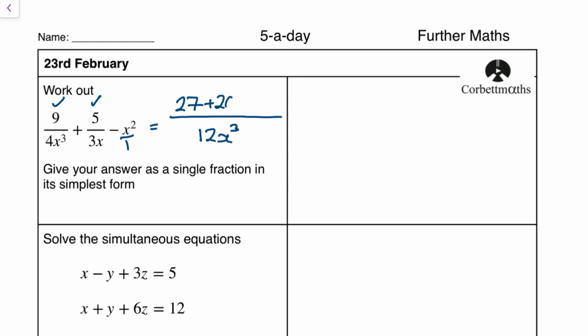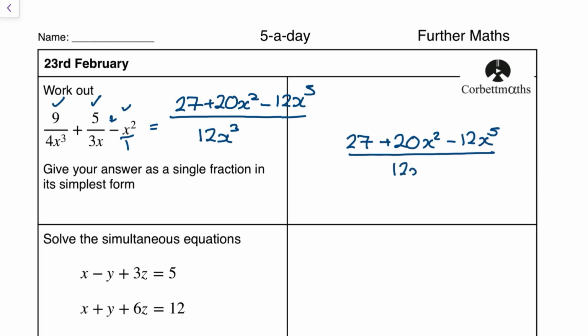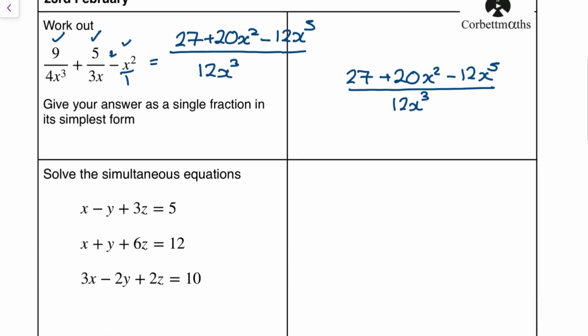give me 20x squared. And on this one over here, well, I don't have anything, so I'm going to multiply x squared by 12x cubed, and that's going to give me minus, be careful of this minus here, minus 12, what am I doing, 12x cubed times x squared, 12x to the 5. So writing it outside of the margin so you can read it slightly better, order doesn't matter here, but I'm going to write it in the same order I'm given: 27 plus 20x squared minus 12x to the power of 5, all over 12x cubed. And that's the first question done. Nice little simple algebraic fractions question to get us going.